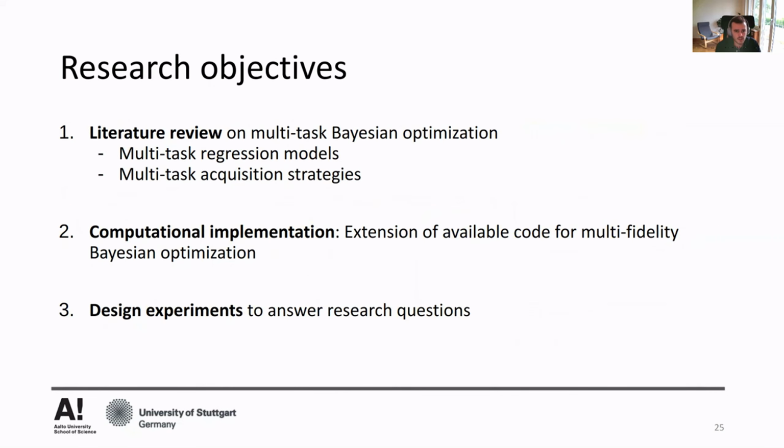So to address these questions, I formulated the following objectives. I began my research with a literature review where I learned about the existing approaches and what kind of models exist, and also what kind of multitask acquisition strategies exist. And this enabled me to also formulate my own approaches and come up with my own ideas that I wanted then to implement and test.